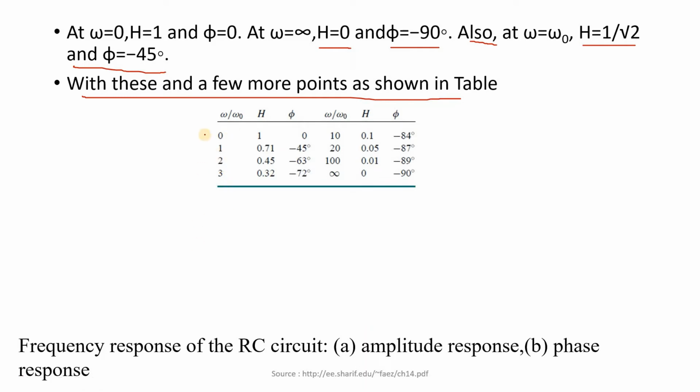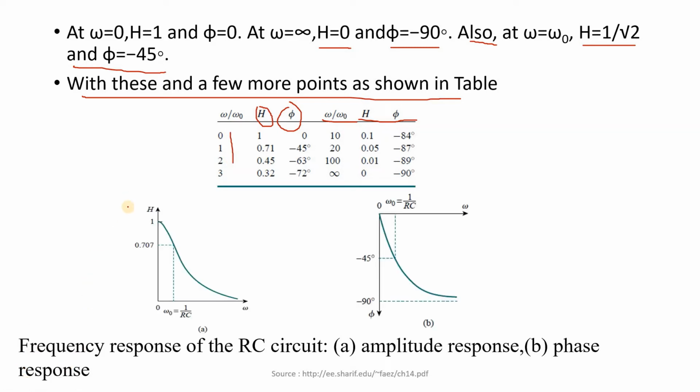You can find out these are certain frequencies. This is your magnitude, this is your phase, then omega by omega naught, and so on. These are certain values which we are finding out from 0 to infinity. Based on this, we have made two plots. This is your magnitude plot. Here you can see that when your frequency is on the higher side, the magnitude is falling. Similarly, your phase is also changing; initially it is 0 and later on the phase is minus 90 degrees.